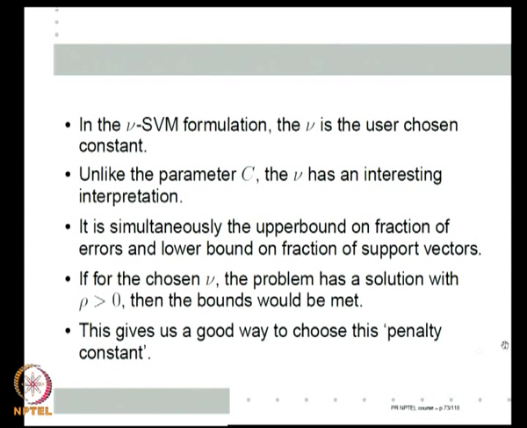So, maybe I will change the 10% nu to a 15% nu. But the nu has a nice interpretation, and hence in that sense is much easier to choose than the penalty constant C. This is the real utility of the nu SVM.